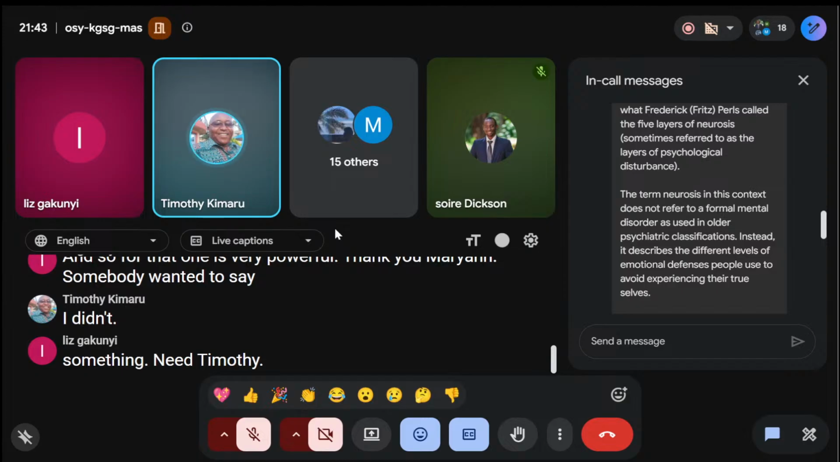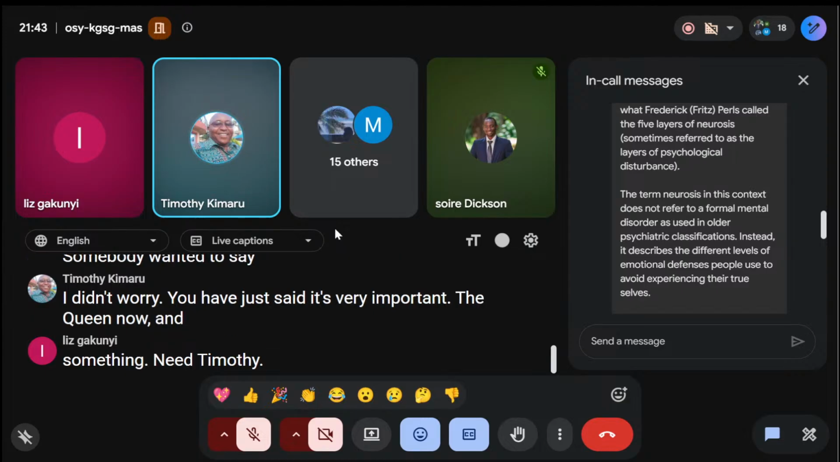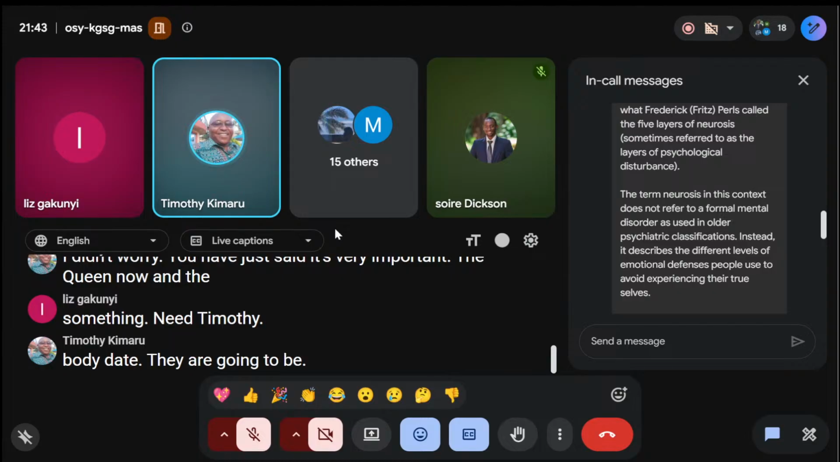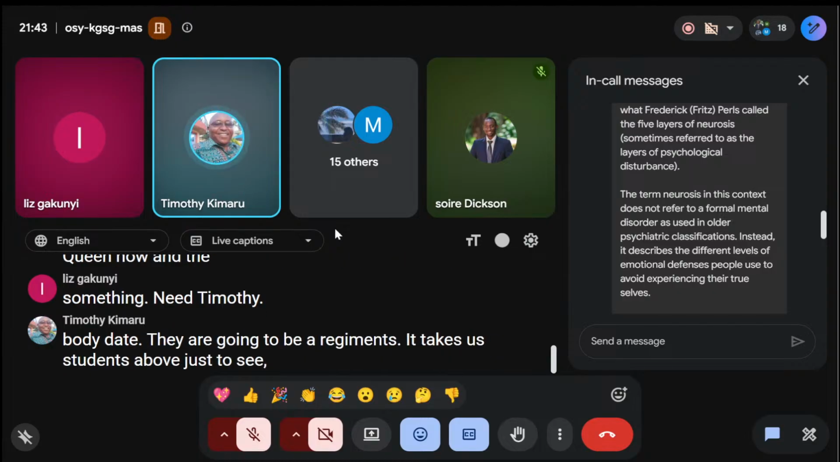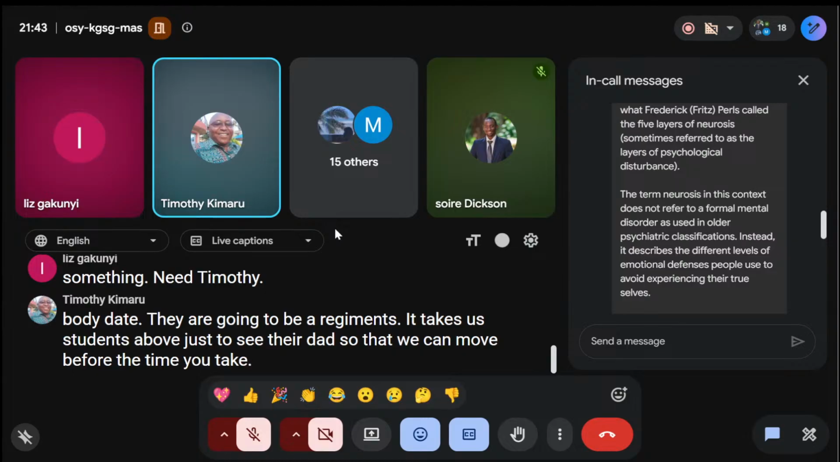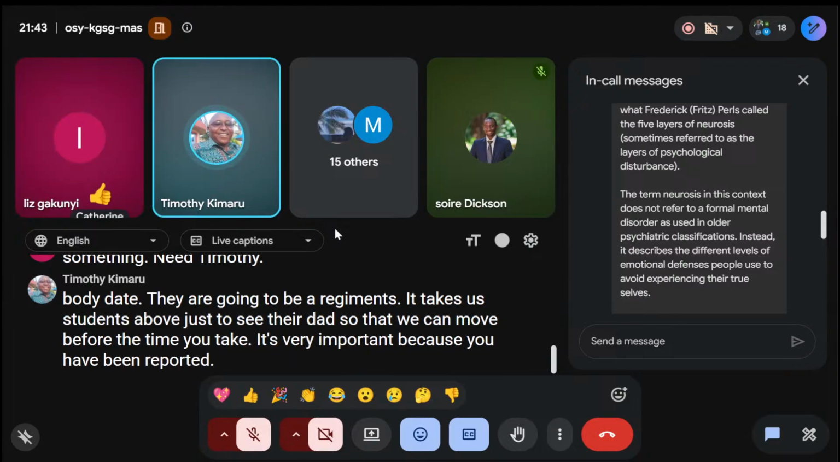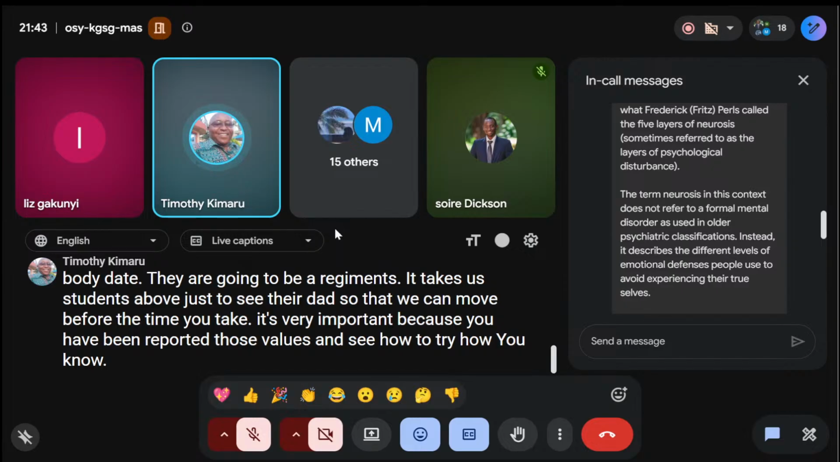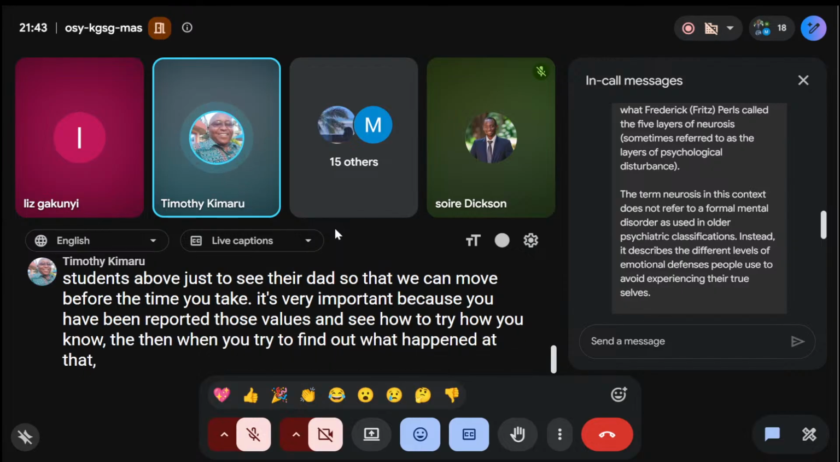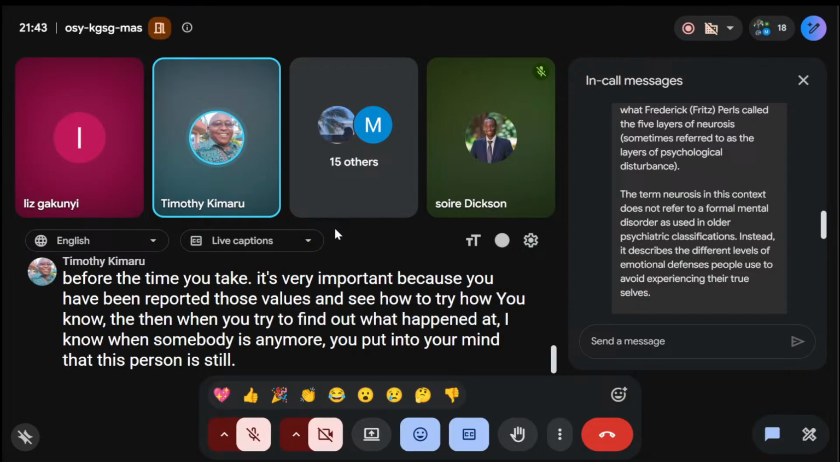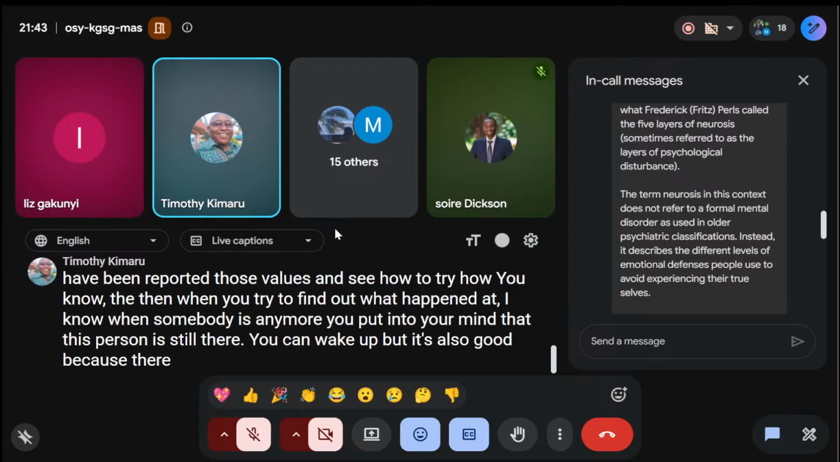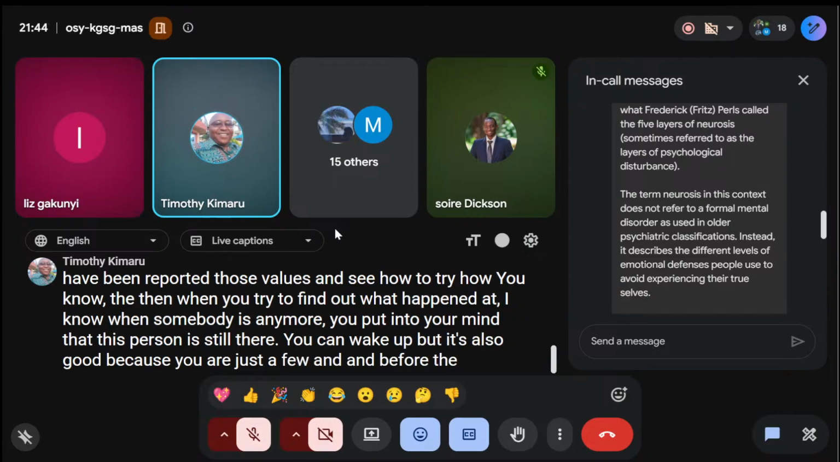It's Timothy. Yes, I think Mwalimu, you have just said it. It's very important between now and the burial date. There can be arrangements to take those children just to see their dad, so that they can mourn enough before the burial date. It's very important because you have been involved in those burials and you see how children cry, and when you try to find out what happened, it is that they have never known where. When somebody is in the morgue, you put into your mind that this person is still there. You can wake up, but it's also good to take children there just to feel and mourn their dad before the burial date. That's very important.